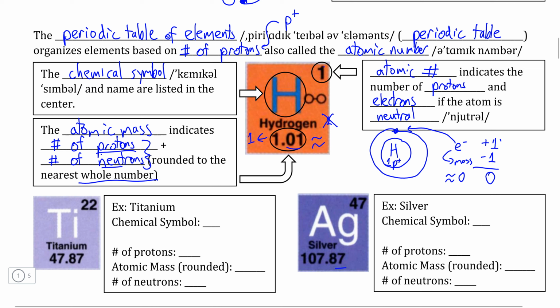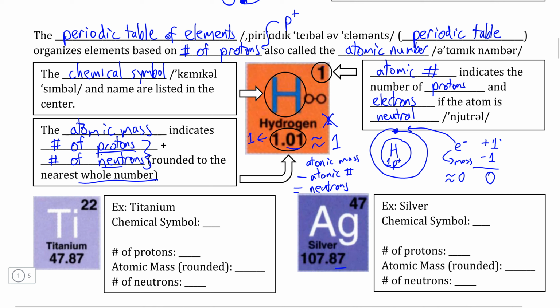1.01 is closer to 1, and so we say the atomic mass of hydrogen is basically equal to 1. Now we can find the number of neutrons that hydrogen has by taking the atomic mass and subtracting the atomic number. That will give us the number of neutrons, because the number of protons, which is equal to our atomic number, and the number of neutrons add together to give us the atomic mass. So we can simply take the mass and subtract the atomic number to find the number of neutrons.